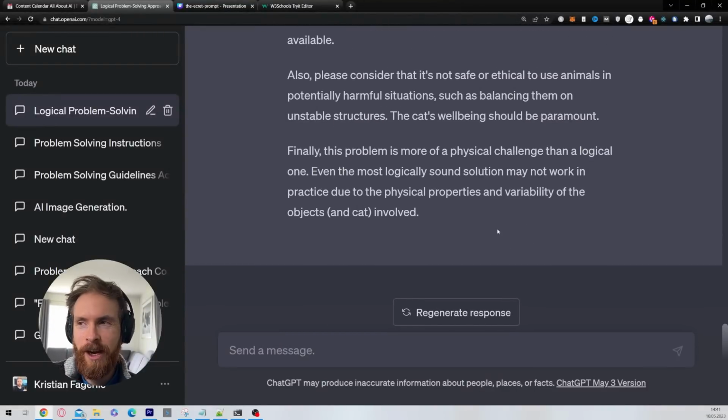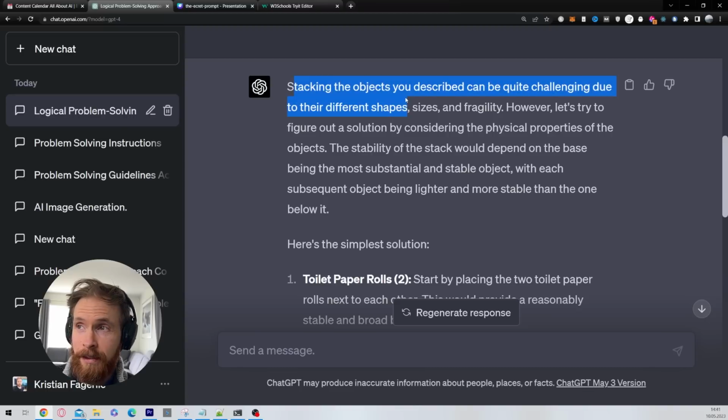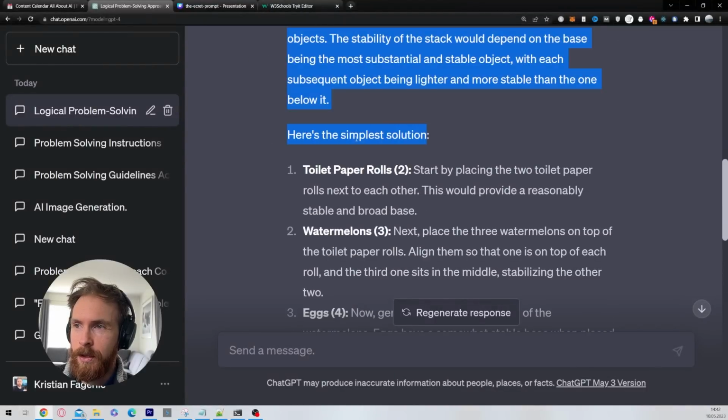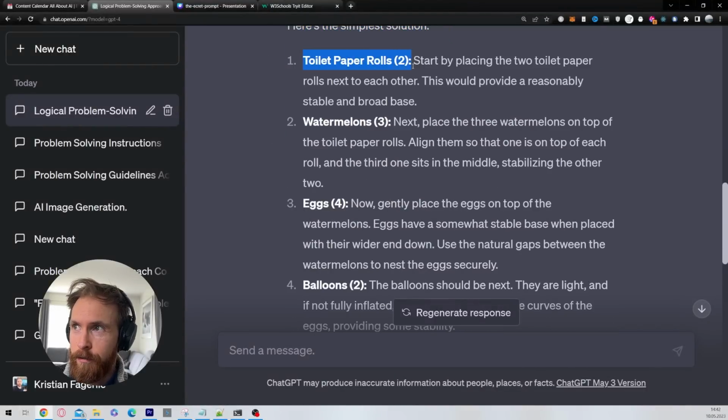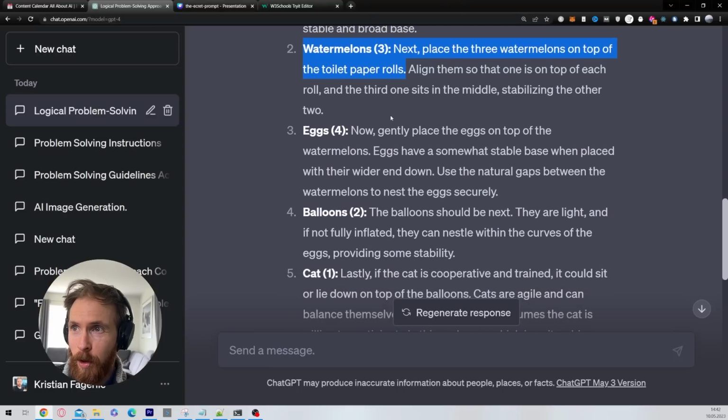Okay, so this was a very good answer. I love this one. So let's take a look. Stacking the objects described can be quite challenging due to their different shapes, sizes, and fragility. Here is the simplest solution. So we're gonna start off placing the toilet paper rolls next to each other. That's probably the bottom, right, on a stable base. Then we're gonna place 3 watermelons on top of the toilet paper rolls.